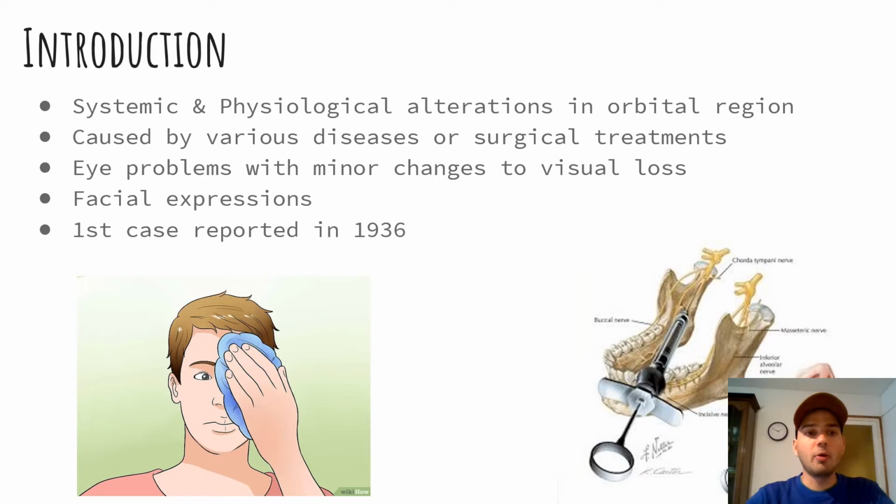I define ophthalmologic complication as systemic and physiological alterations in the orbital region caused by various diseases or surgical treatment, such as local anesthesia, that can cause eye problems from minor changes to significant visual loss. Local anesthetics represent dentistry's most frequent drugs, and intraoral local anesthesia is probably the most frequent of all dental interventions. But complications such as anesthesia failures, hematomas, infections, neural injuries, or adverse reactions are very rare.